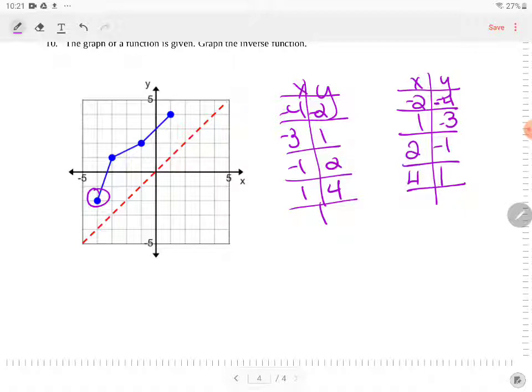And if we graph this, -2, -4, this was 1, -3, 2, -1, 4, 1. Okay, I think I misgraphed one. Let me do this again.